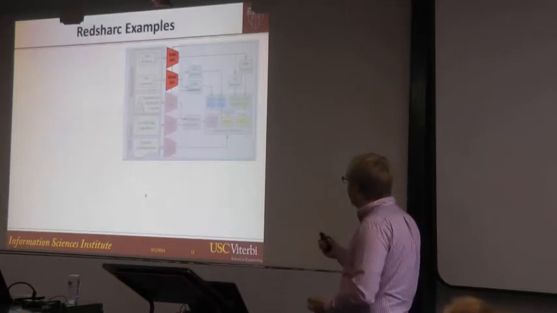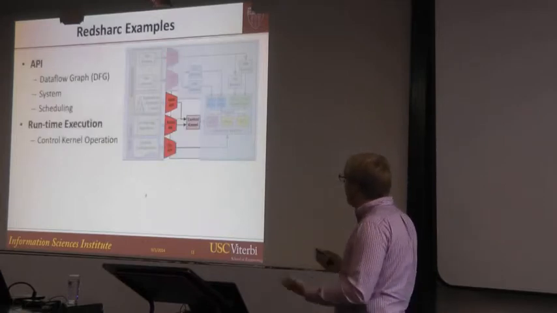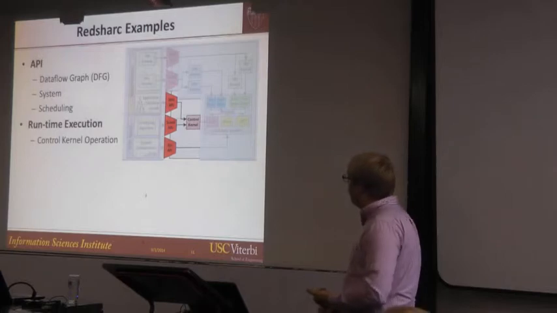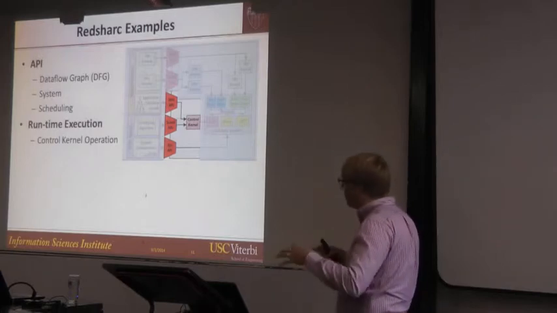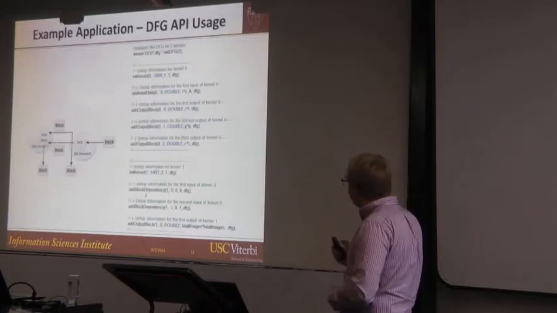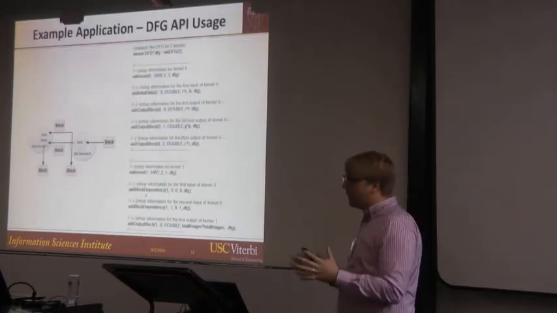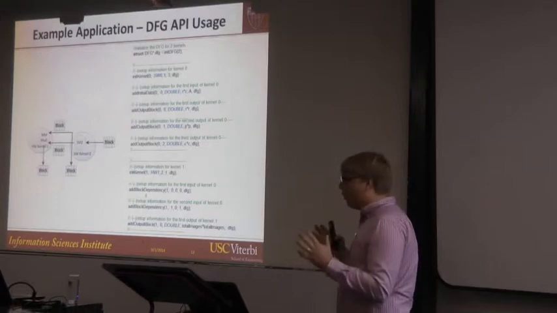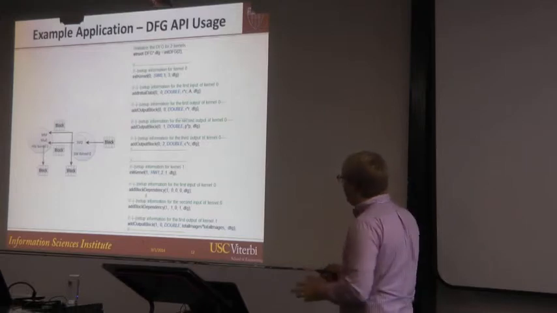So thus far, we've talked about the software and hardware kernel interface. Now we'll look at the data flow graph, system, and scheduling APIs, and then how these are all wrapped up together to generate this control kernel. So the DFG API, this is where the applications developer is going to come in. They're going to know what the kernels are and how they should be connected together.